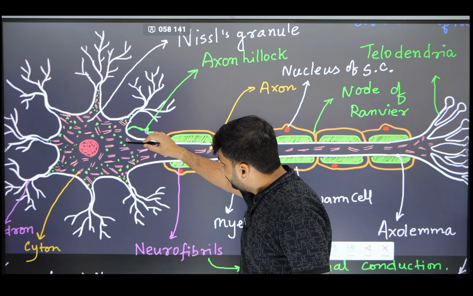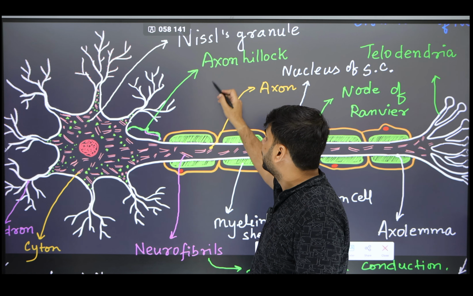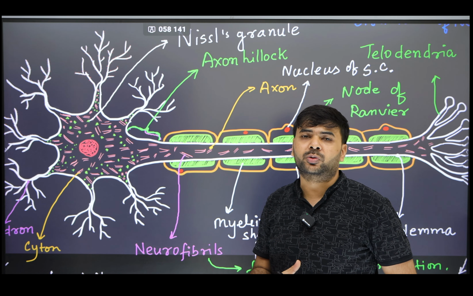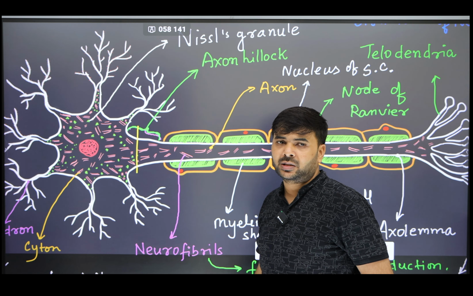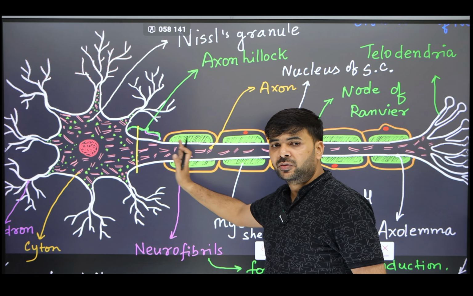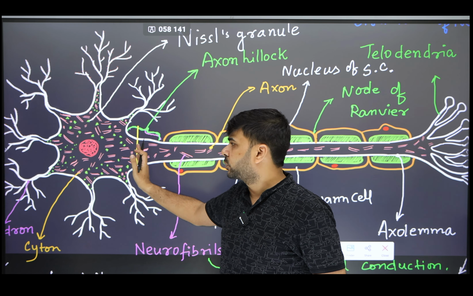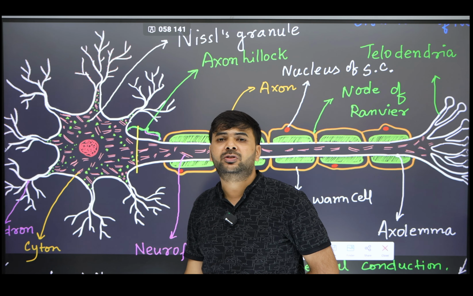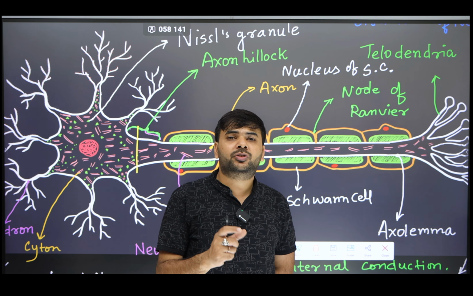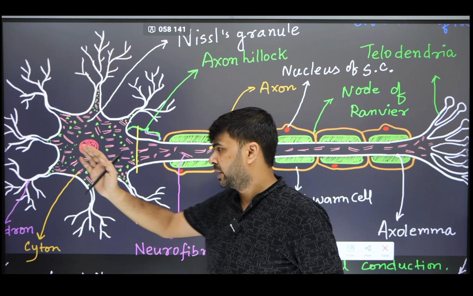Now this neck part of any neuron is known as the axon hillock or trigger zone. Here the action potential starts. When I say action potential, I mean nerve impulse. So the nerve impulse mainly starts from here. That's why it is called the spike initiation zone, axon hillock, or trigger zone. Here the impulse is triggered and moves in this direction.